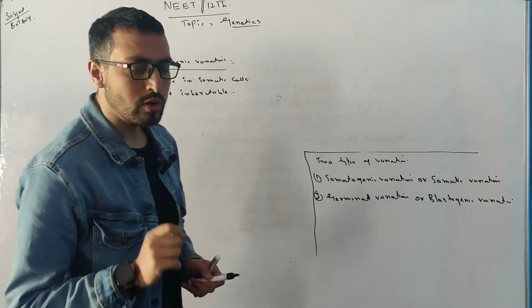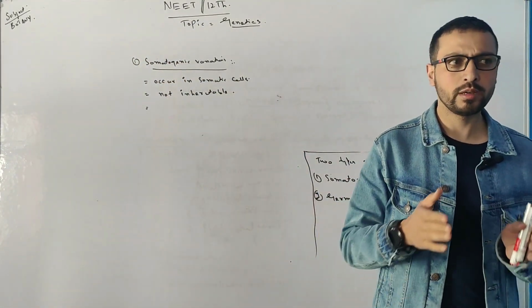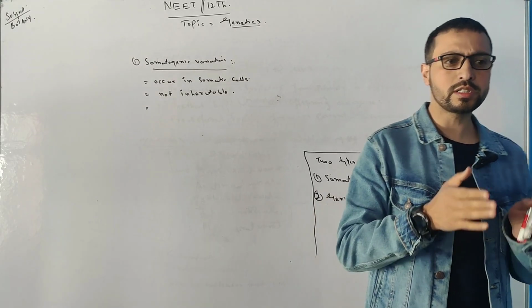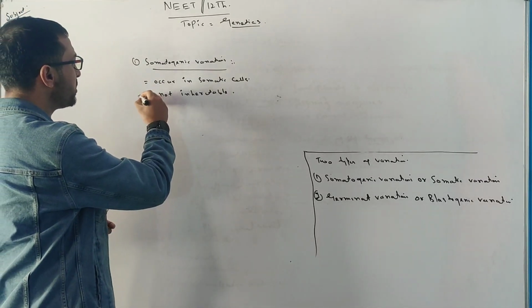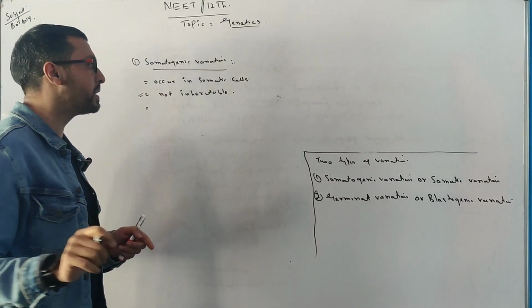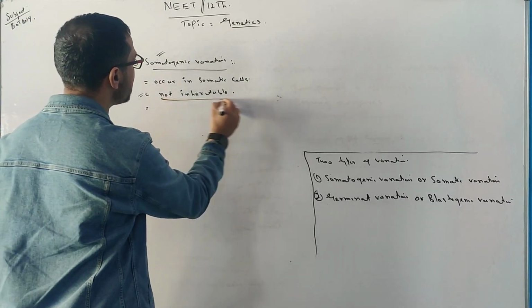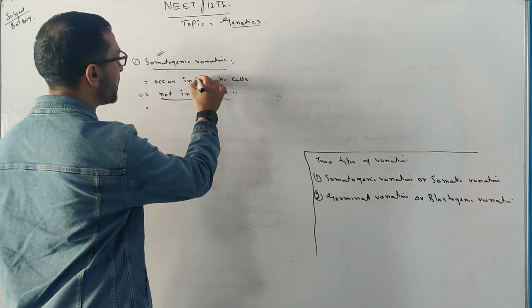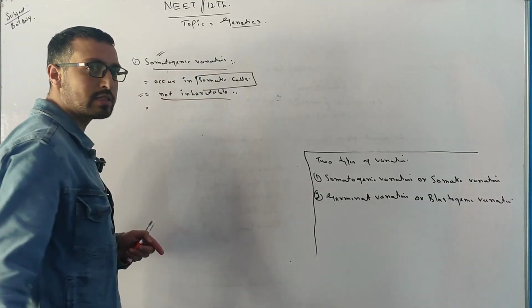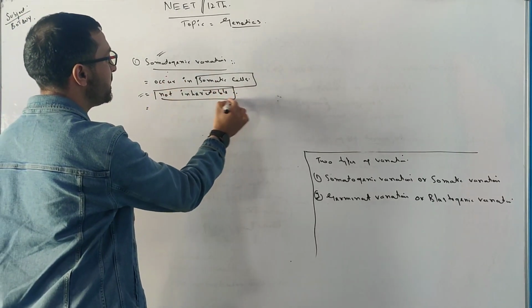somatogenic variations are not transferred from one generation to another generation. Means they are not transferred from parents to offsprings. So those variations that are not transferred from parents to offsprings, they are called as somatogenic variations. Yes, simply they are called as non-inheritable variations. So somatogenic variations occur in the somatic cells. Somatic cells are nothing, they are the body cells. And somatogenic variations are not inheritable.